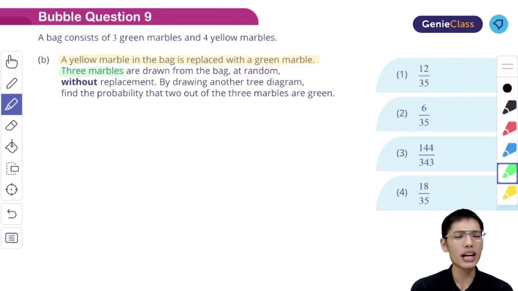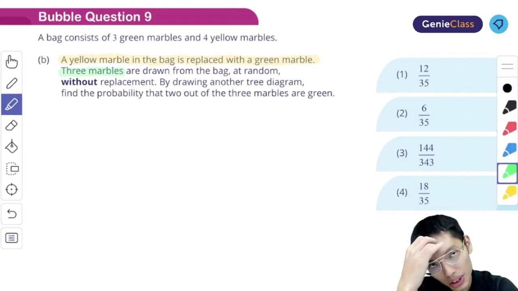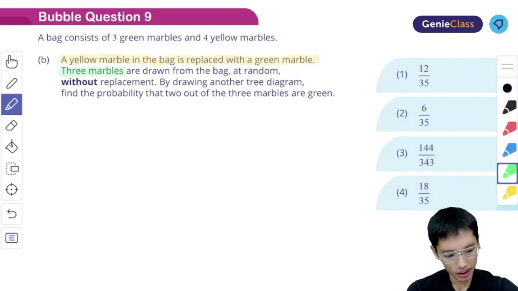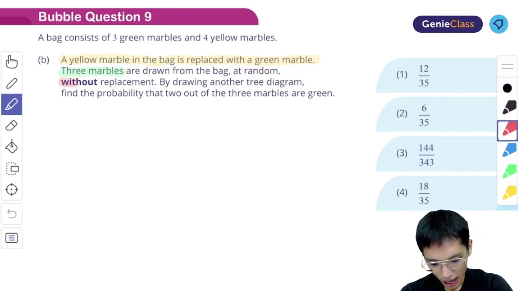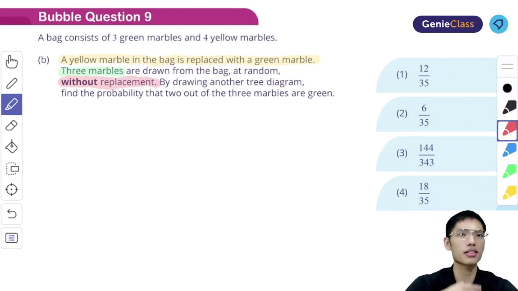Okay, I'll exceed the time a little bit, I'm sorry, but along the way, I'll probe you all along. Okay, the tedious part is the yellow marble is now replaced. So what happens? And 3 marbles are drawn. Then, oh my god, how will my tree diagram look like? I'll give you all some time to try. Okay, very nice. I have my note. Take note, again, what's the keyword? Without replacement. So how does that follow up for 3 branches?